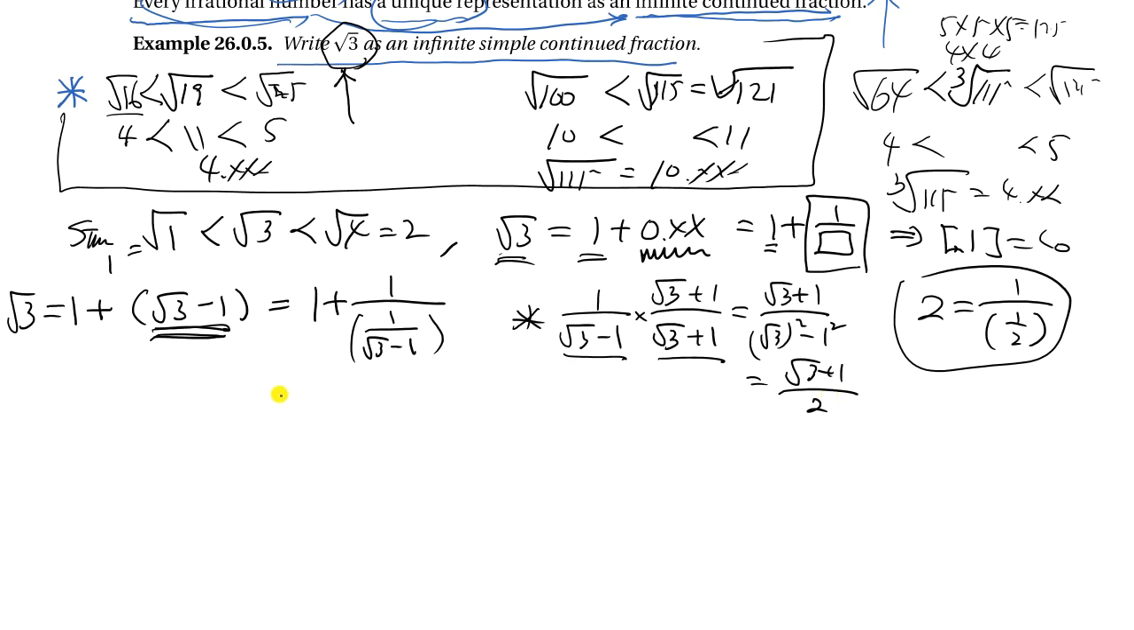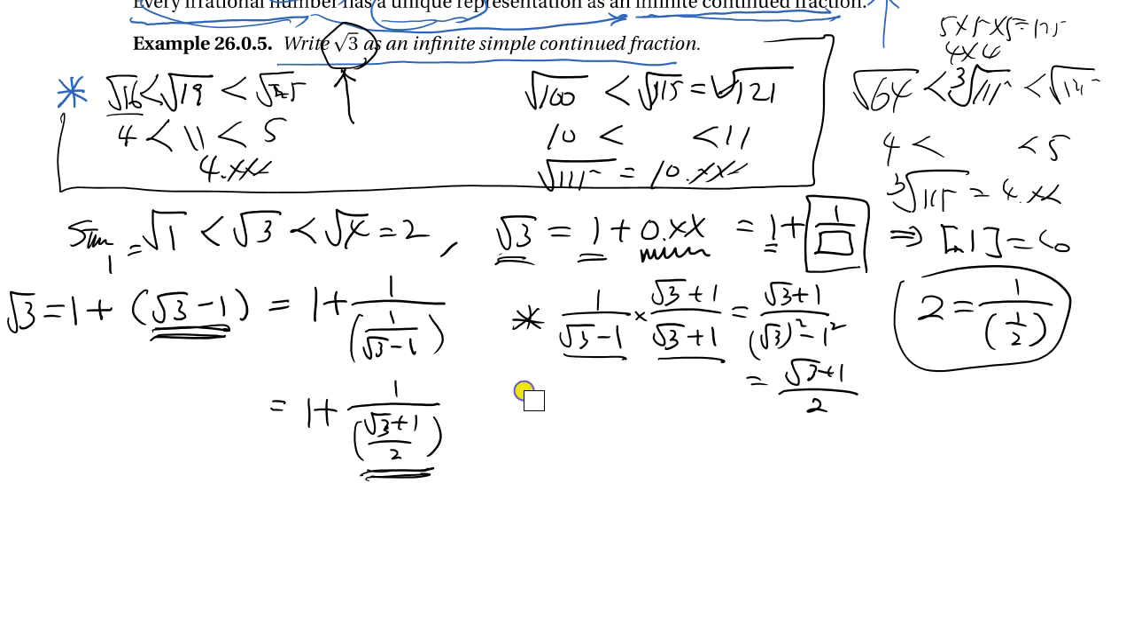Okay, so this one changed to 1 plus 1 over square root of 3 plus 1 over 2, right? And now we need that technique again. We don't know how big this number is, but we need to find out what the integer part of it is. So we want to change this one to 1 plus 1 over some integer plus 1 over something like that, right? So we need that integer part of it.